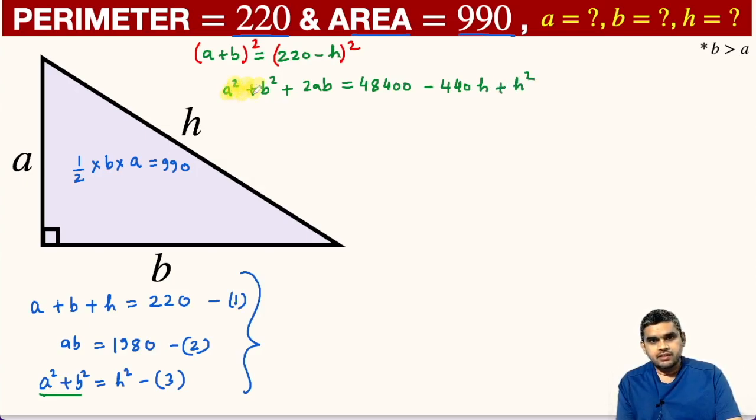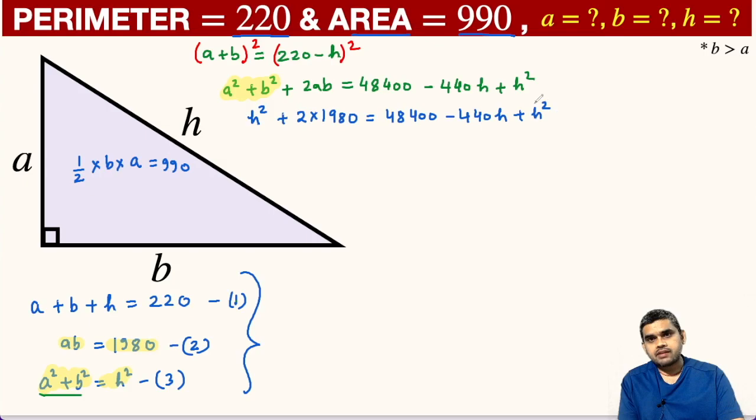Now in place of a square plus b square, we can replace from equation 3 h square. So this will be h square plus 2 times ab. So ab is given to us as 1980 from equation 2. So this will be 2 times 1980 equals 48400 minus 440h plus h squared. Now we will subtract h square from both sides. So this and this will get cancelled.